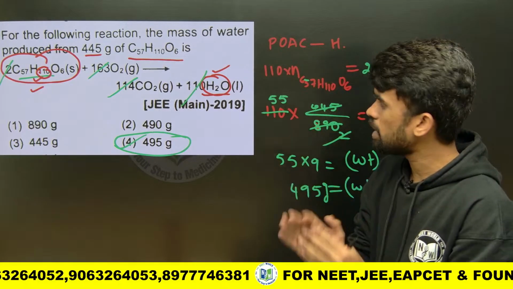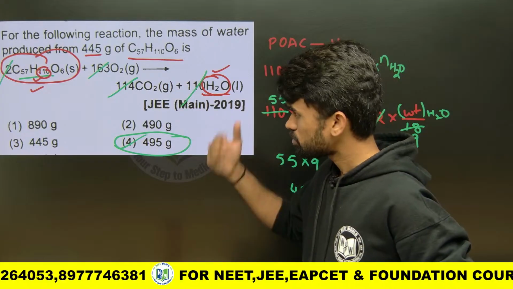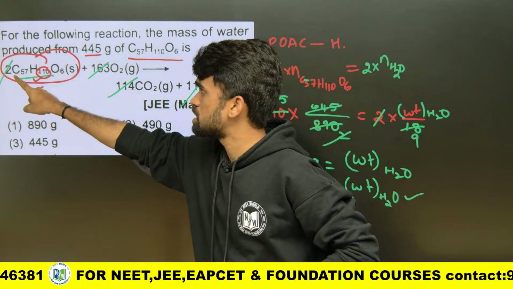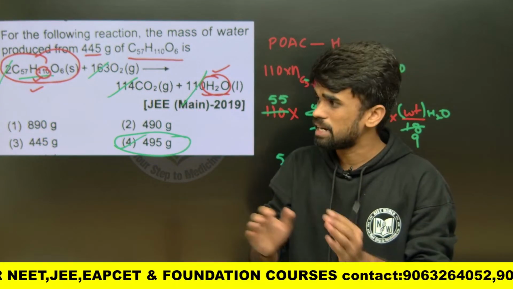Hope it is clear, and you can also use the normal traditional method. What is that? Using the stoichiometric coefficients. 2 moles of this compound is producing 110 moles of water. Based on that also you can solve.